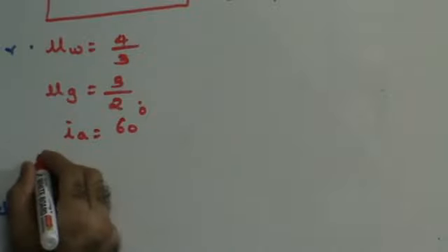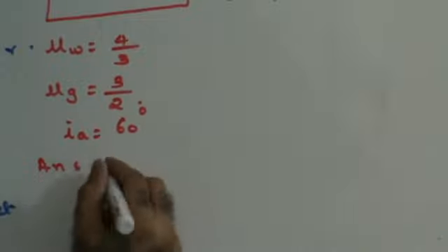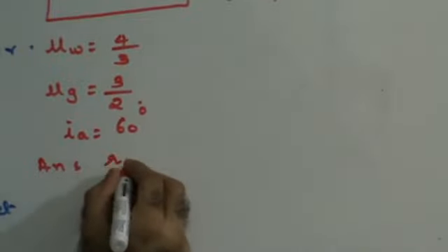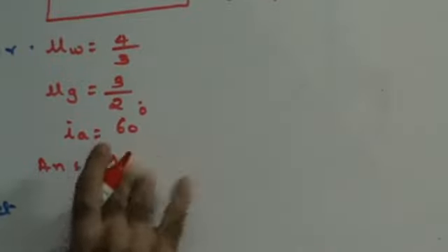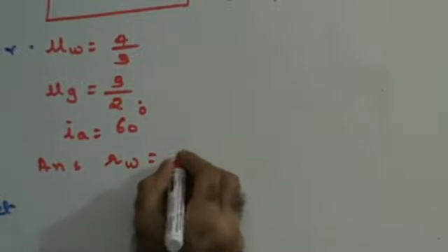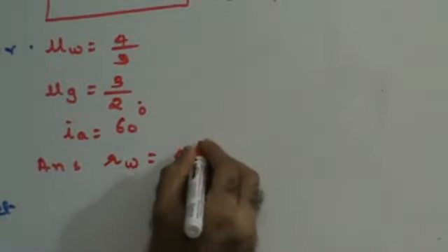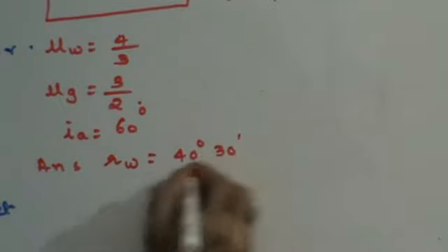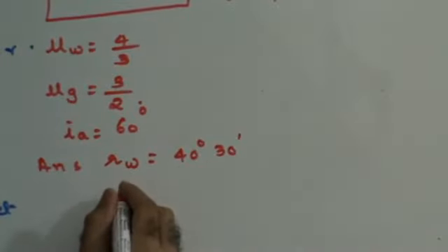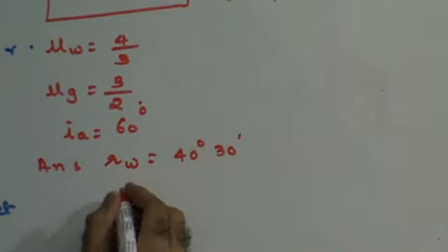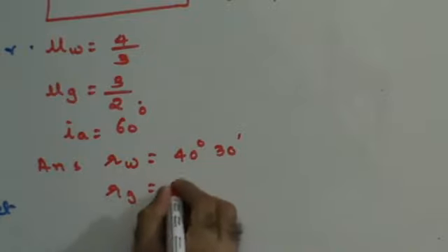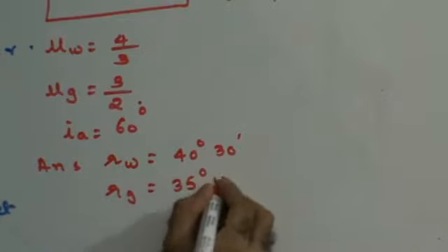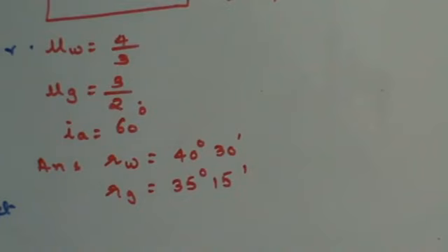I'm not solving this sum, I'll just give you the answer. You should get the angle of refraction in water as 40 degrees 30 minutes and the angle of refraction in glass should be 35 degrees 15 minutes. Look at the previous sum, use the same method and try solving it, right? Take down the next sum please.